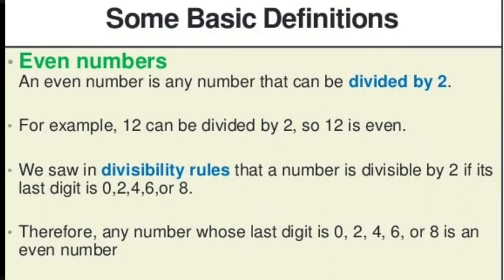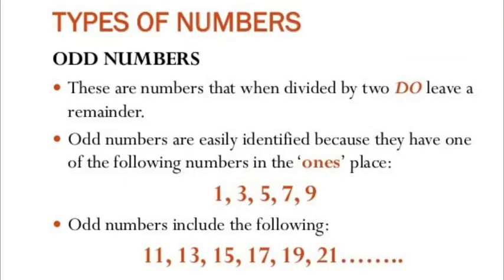Next is even number. An even number is any number that can be divided by 2 leaving no remainder. For example, 12 can be divided by 2, so 12 is even. We saw in divisibility rules that a number is divisible by 2 if its last digit is 0, 2, 4, 6 or 8. Therefore, any number whose last digit is 0, 2, 4, 6 or 8 is an even number. Other examples of even numbers are 58, 44,884, 9,98,632, 98, 48 and so on.